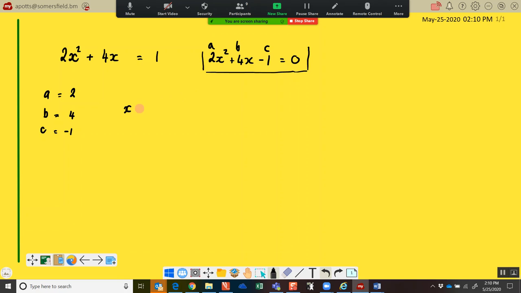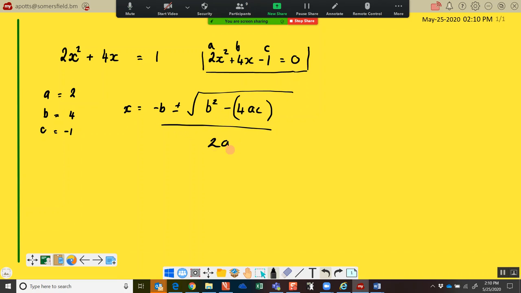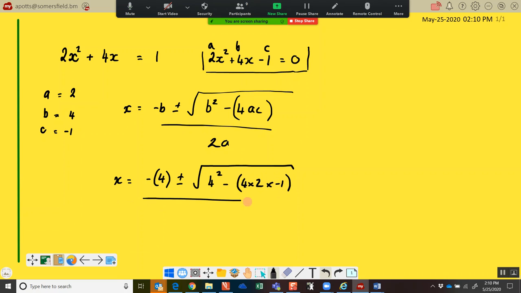Okay, so we've got minus B plus or minus the square root. I always write it out, all over 2a. So I'm going to put those in. So I've got minus whatever b is, plus and minus the square root of 4 squared minus 4 multiplied by 2 multiplied by -1, all over 2 times 2. Okay.